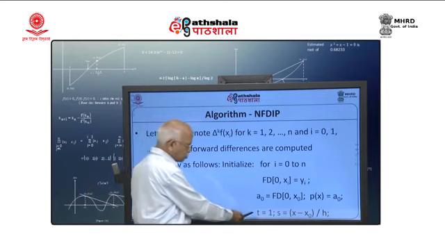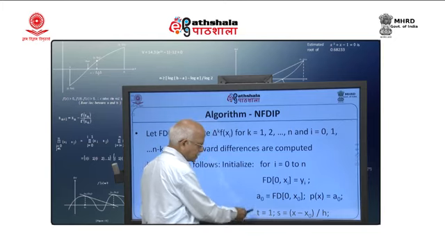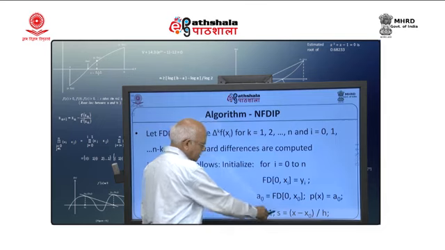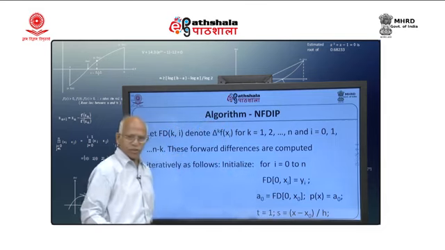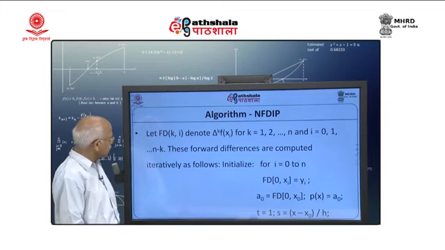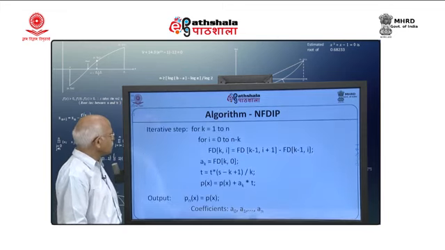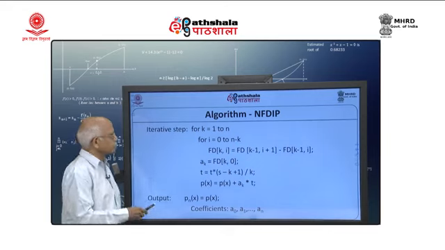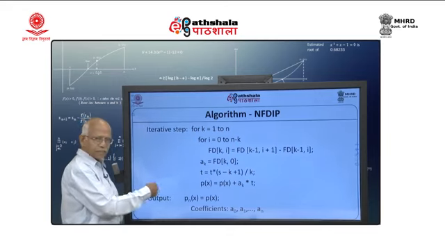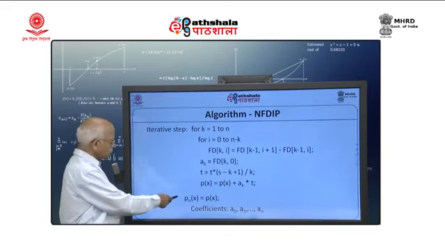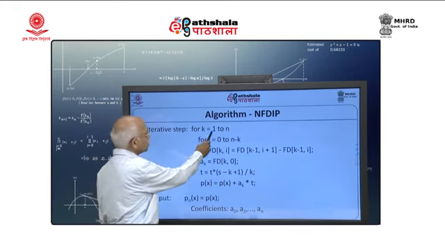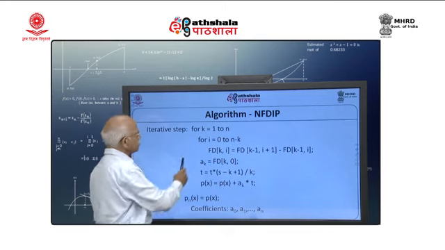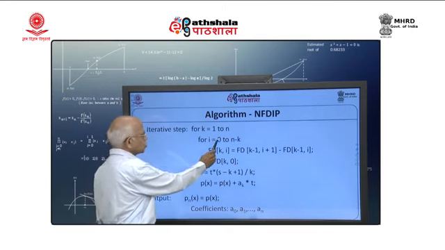The term is also computed iteratively, and that term t is initialized to 1, and s, as we have already said, is x minus x 0 by h. All this initialization is done in this step, and then the iterative step will go on adding term by term in the p x value, and finally we will get the p x value. This will be done for k equal to 1 to n, because there are n terms, and for i equal to 0 to n minus k.